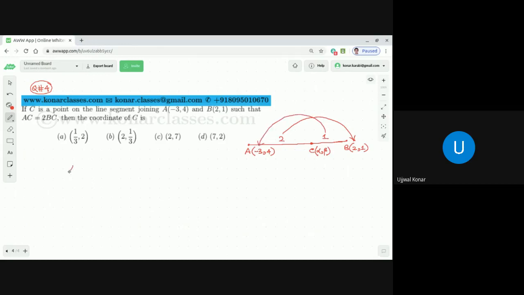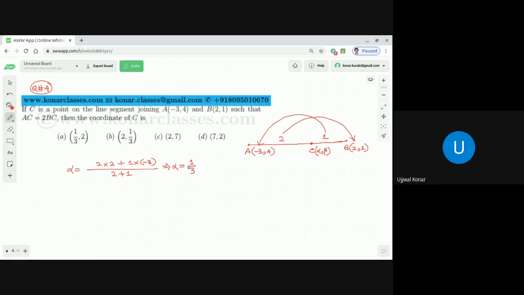So from here, what do we get as the value of alpha? Alpha should be equal to 2 into 2 plus 1 into minus 3, divided by 2 plus 1. So from here, alpha is equal to 4 minus 3, that is 1, so it is 1 by 3. You don't need to perform any other calculations. As you get the value of alpha equal to 1 by 3, among these four options only one option has x coordinate 1/3. From there you can just apply your intuition and conclude that option A is correct.